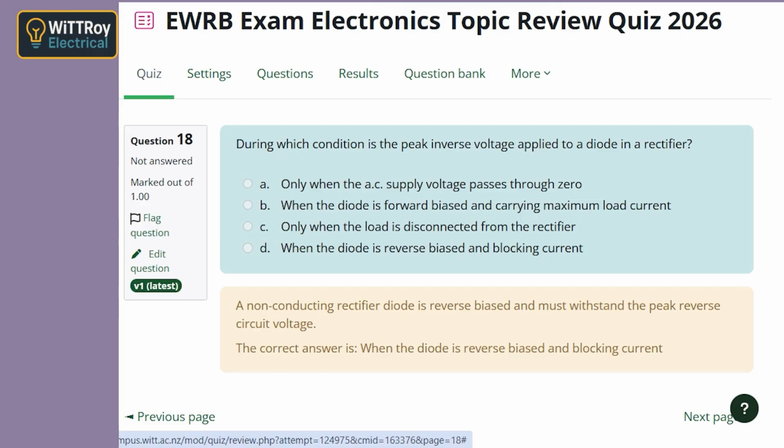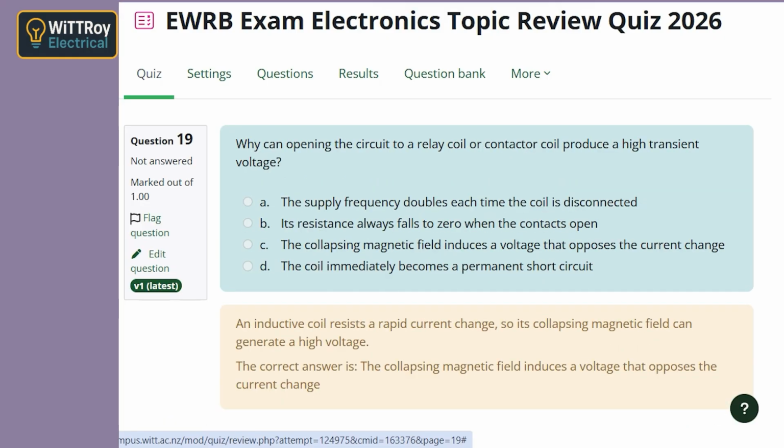Right, PIV occurs while the diode is reverse biased and blocking current. Question 19. Why can opening the circuit to a relay coil or contactor coil produce a high transient voltage? I answered that the coil becomes a permanent short circuit. I knew the collapsing field causes a problem, but I guessed the result rather than following the voltage.